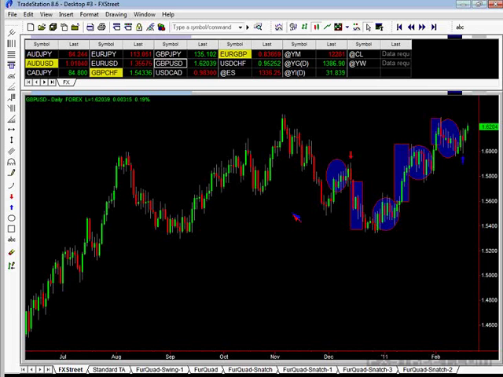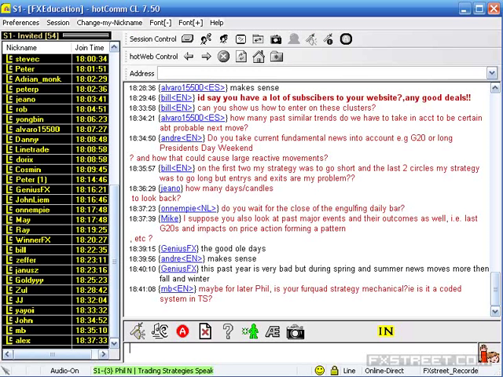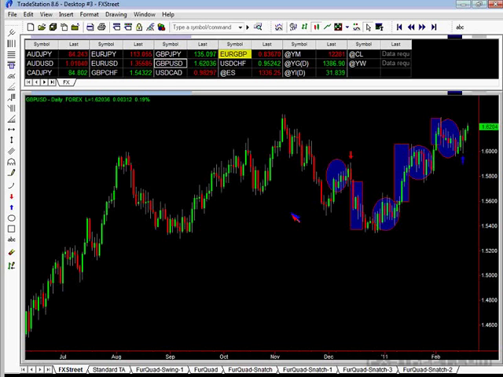So, do I wait for the close? Do I wait for the close of the engulfing daily bar? Yes, in this case we're on a daily bar. You would always wait for the completed bar to give you the indication. If you're on the daily chart, you're waiting for the daily chart to complete. If you're on a 60-minute chart doing this exercise, you would wait for the 60-minute chart to complete.